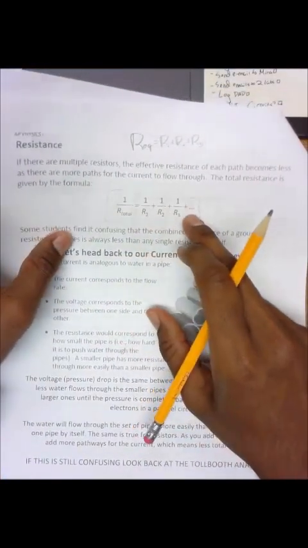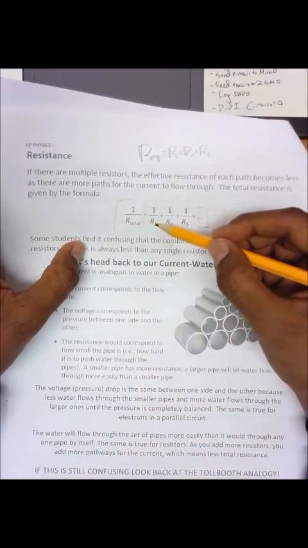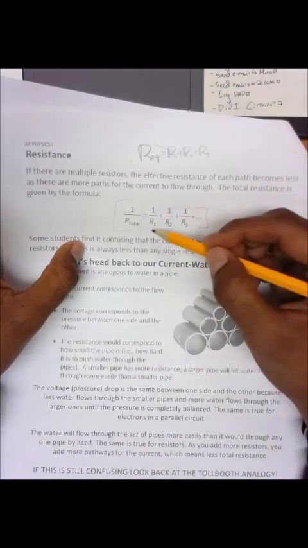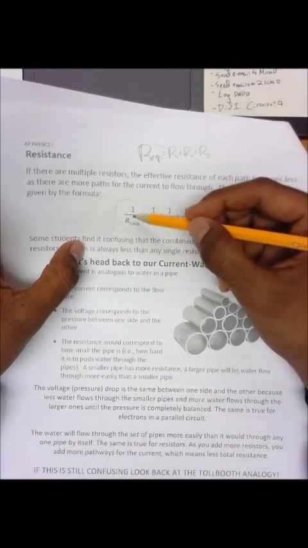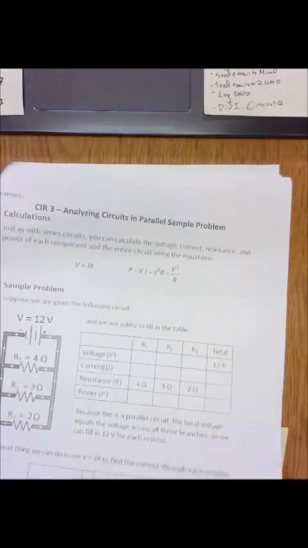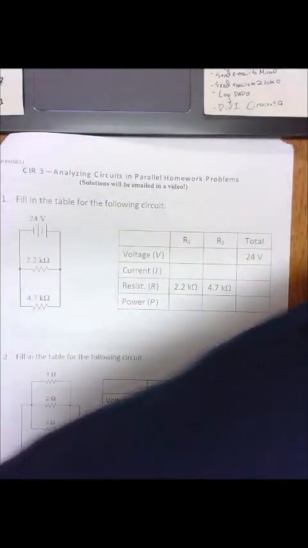And so you can see mathematically, the more resistors you add, the more paths you have for the current to flow through, and the more you're adding to the denominator, the smaller the overall number you get. Okay. And so the process for analyzing parallel circuits is similar to the process for series, but also different, and we'll talk about why.